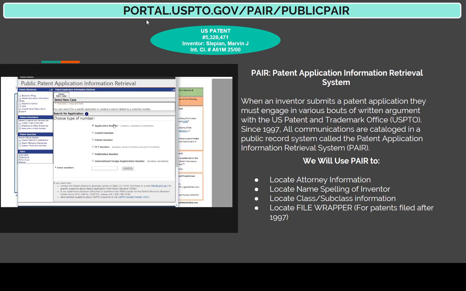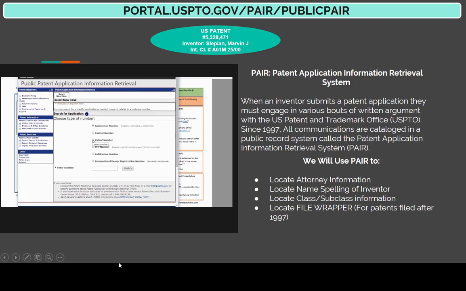When you're an attorney in practice, you'll use private pair to file documents for your client, and you'll have your attorney number to help you log in. But public pair is where they house everything that is public information related to the patent process. So we would go to portal.uspto.gov/pair/public pair, and it's going to look like this.